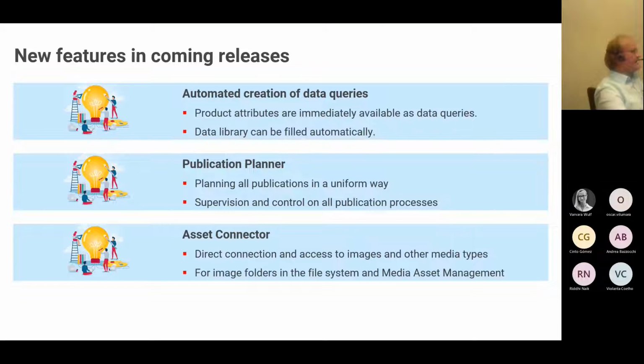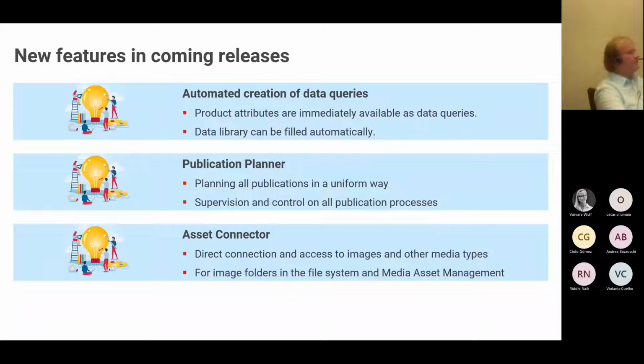Currently, you always have to create a data query for each element you want to use in InBetween, but we want to automate this. Just imagine you have a PIM system and you have a product, and for this product you have defined 20 attributes. And now InBetween will simply read these attributes and will automatically create data queries. So we have a one-to-one mapping of all these attributes. So if there's a product name, you immediately have the product name. If there is an article number, you immediately have the article number without anything to be done.